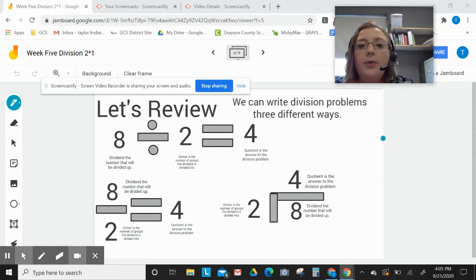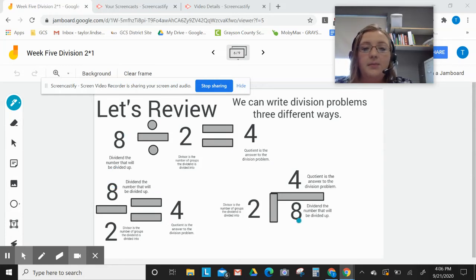Next, I want to make sure that everyone knows that we can write division problems in 3 different ways. Those 3 ways are horizontally, as a fraction, or by using the fraction bar, which I also call the house. So if they're in the house, that's our biggest number, which is our dividend. Our quotient goes on top. Our divisor is outside of the house.